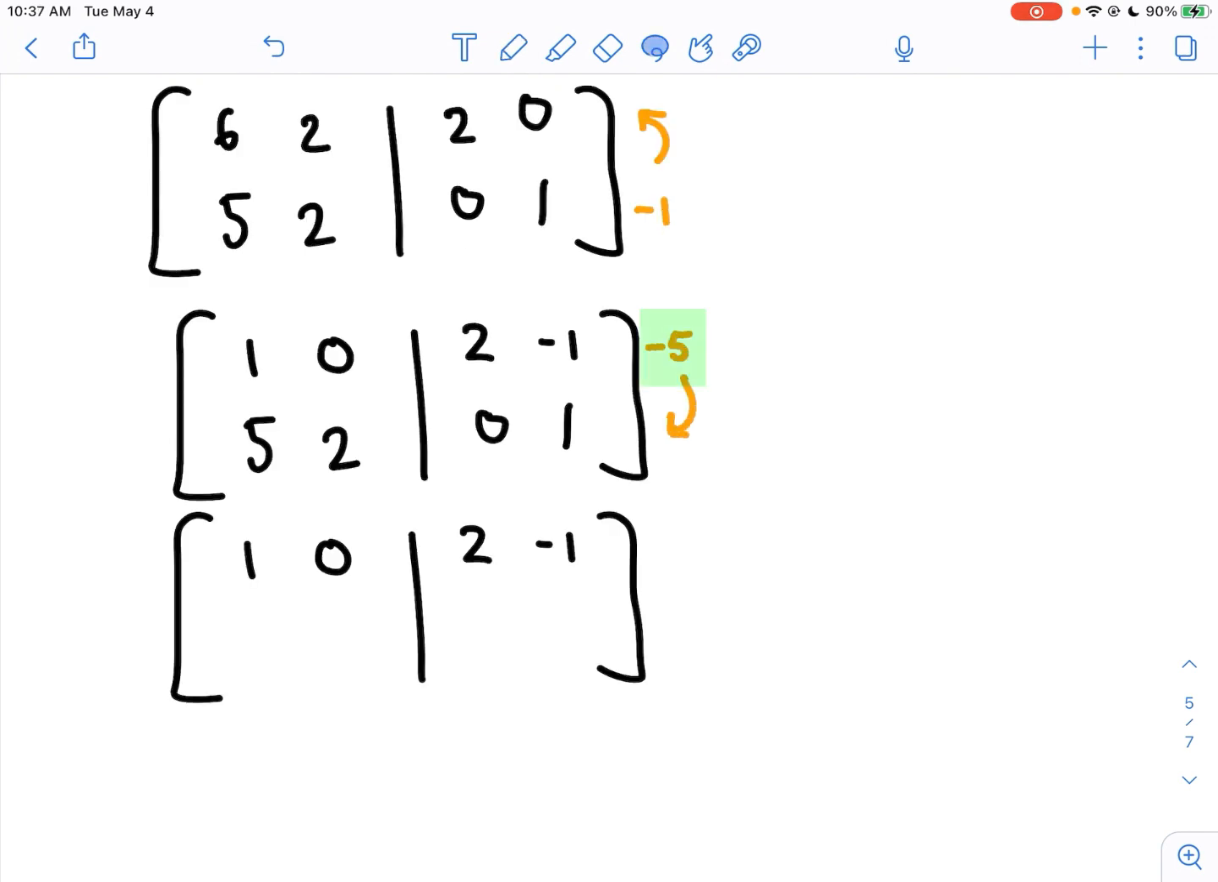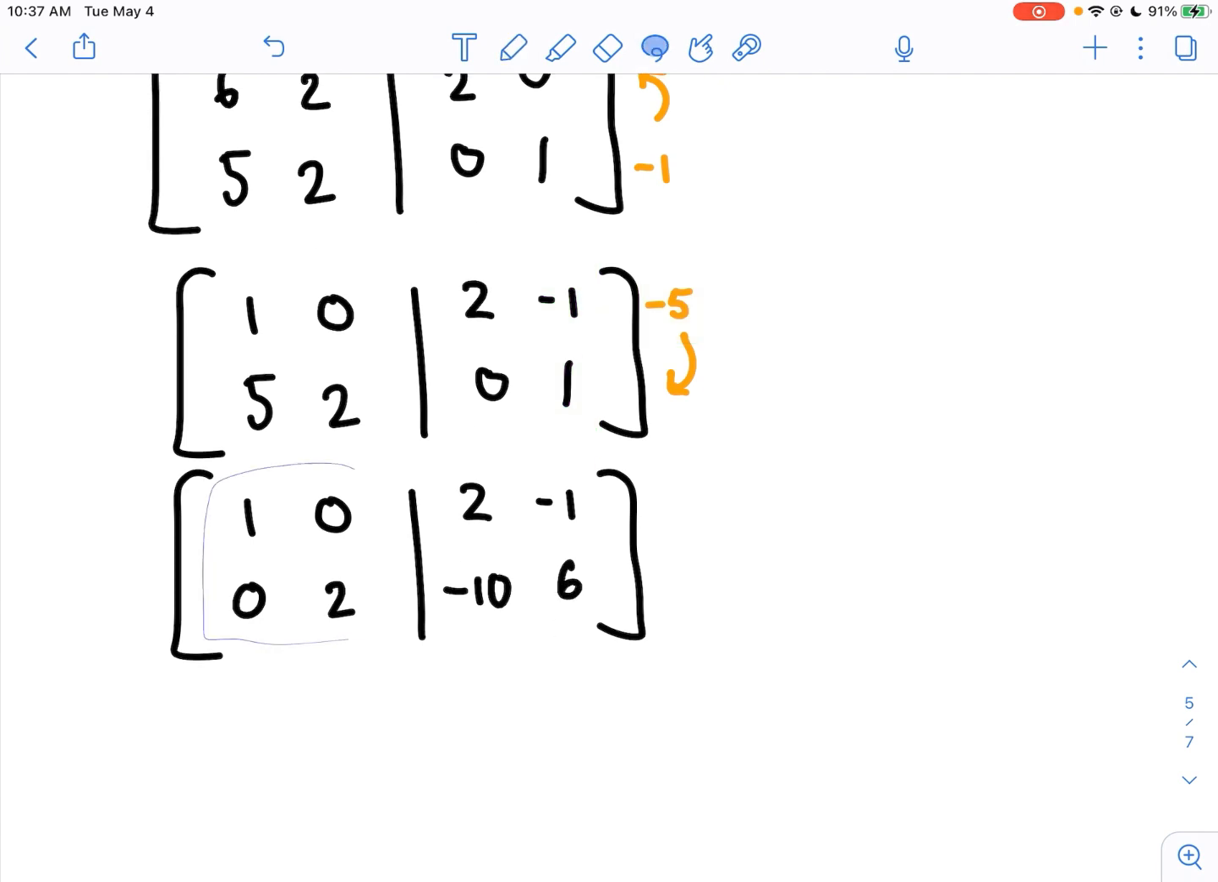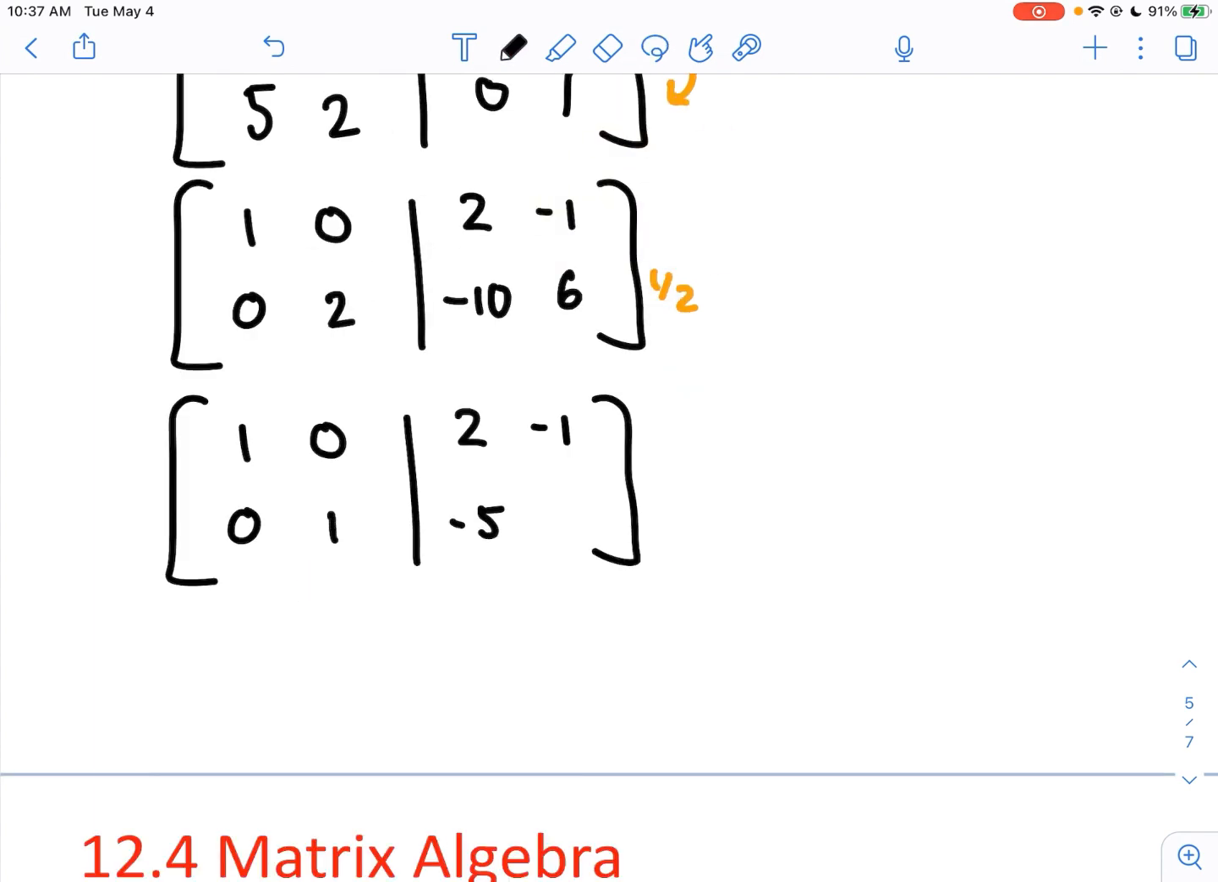So we do -5 times 1 and then add that to 5, and that's going to give me 0. -5 times 0 and add to 2, that's going to stay 2. -5 times 2 is -10, add that to 0 will give me -10. And finally, -5 times -1 is 5, and add that to 1 is going to give me 6. Now we're super close already to having this look like the identity matrix. We just need this here to be a 1. So I'm going to now multiply the bottom row by 1/2. So we're going to get a 1 here, a -5 there, and a 3 there.